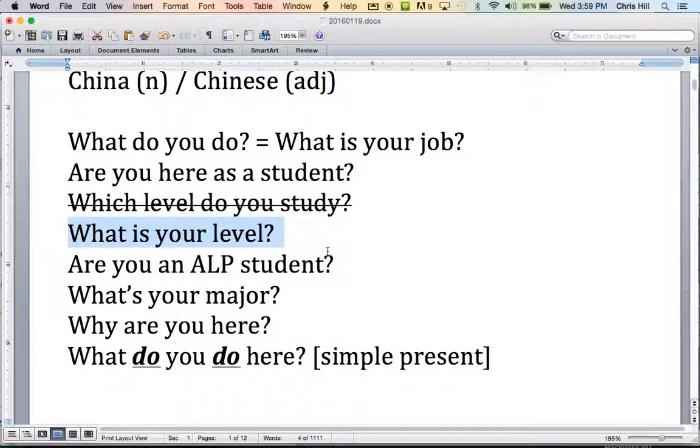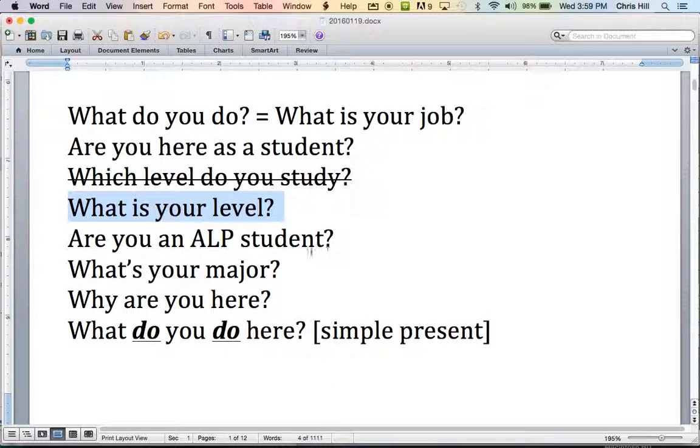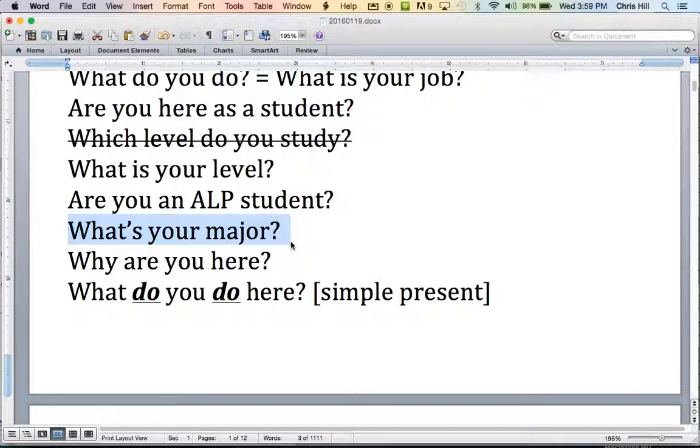What is your level? It's a good question. Are you an ALP student? What's your major? This is a good question to ask someone who is a student. Major means what they are studying. I'm a chemistry major. I'm a math major. I'm an engineering major. Why are you here?